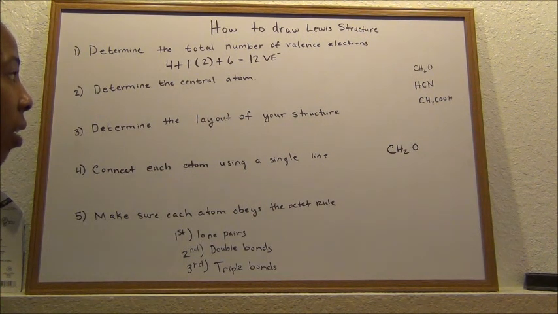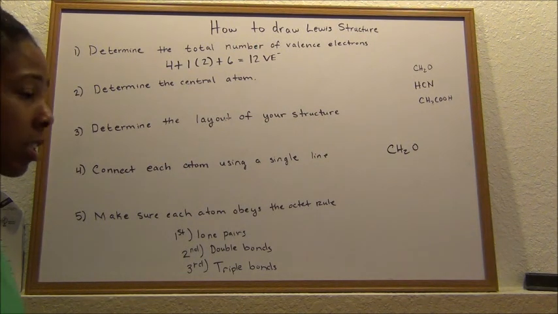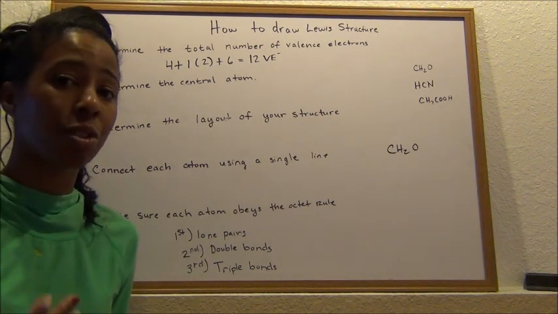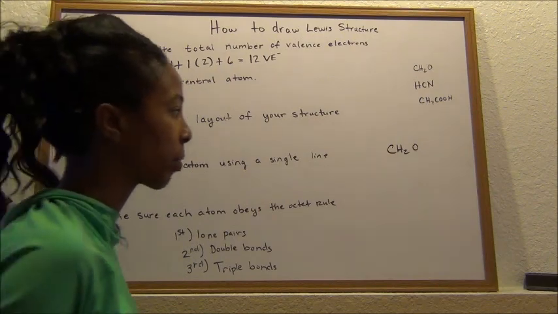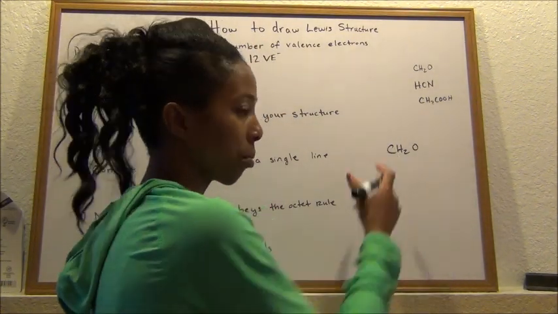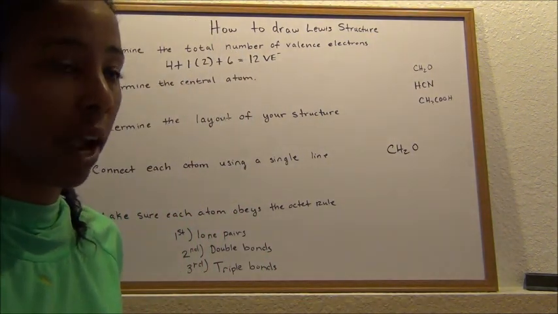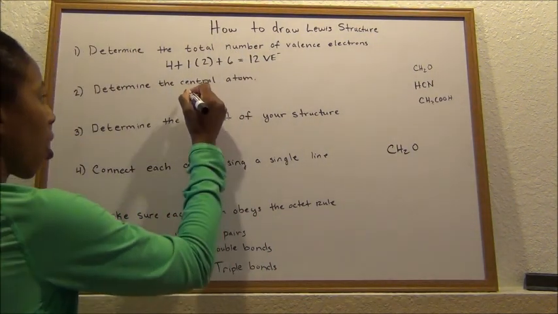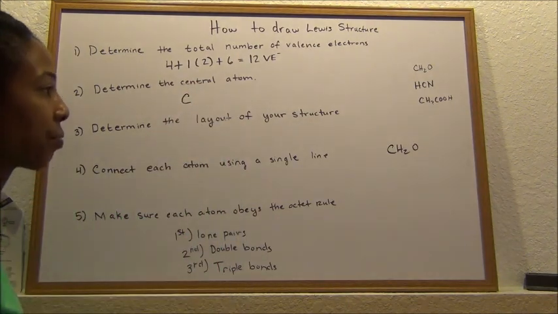Okay, so now that we have 12 valence electrons, we're going to determine the central atom, which we know is usually the least electronegative atom. And here, the central atom will be carbon because hydrogen will never be a central atom. So I'm going to write in carbon as my central atom.